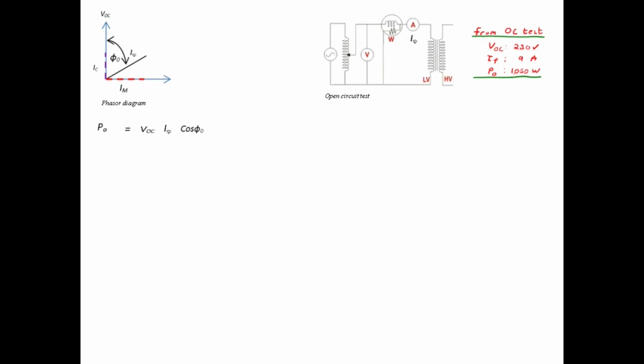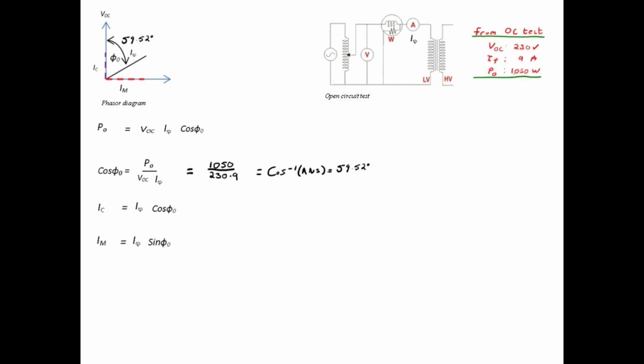Since the iron losses P0 are equal to the voltage times I0 times cos phi 0, cos phi 0 is equal to P0 over the voltage times I0, which is equal to 1050 over 230 times 9. But since we are more interested in the angle, we can just take the inverse cosine, which gives an angle of 59.52 degrees. From the phasor diagram we can see IC is equal to I0 times cos phi 0, and IM, the magnetization current, is equal to I0 times sin phi 0.